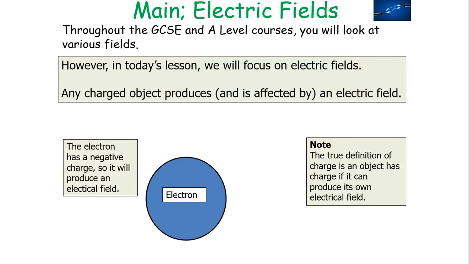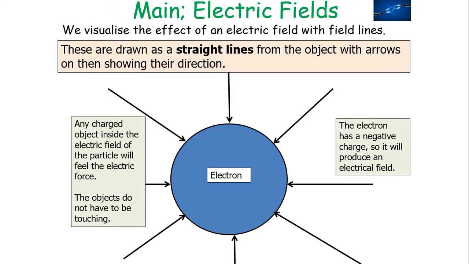In today's lesson, we're not going to look at gravitational or magnetic fields, we're going to look at electrical fields. Any charged object produces and is affected by an electrical field. For example, the electron, being negatively charged, produces an electrical field. We draw field lines as straight lines from the object with arrows on them showing their direction. Remember, any charged object inside the electrical field of the particle will experience the electrical force. The objects do not have to be touching.